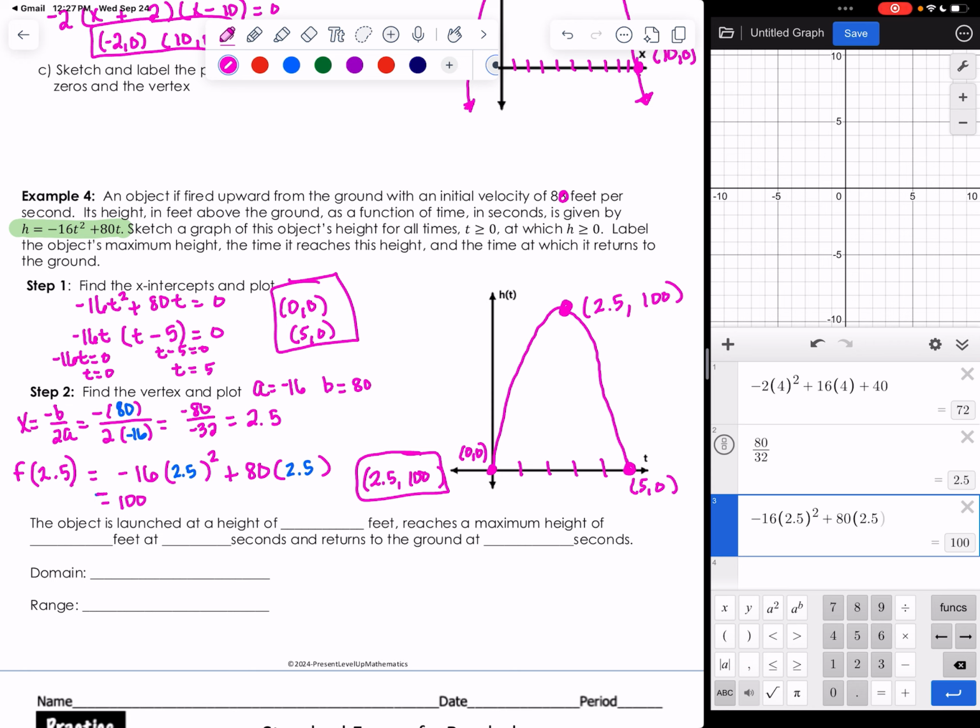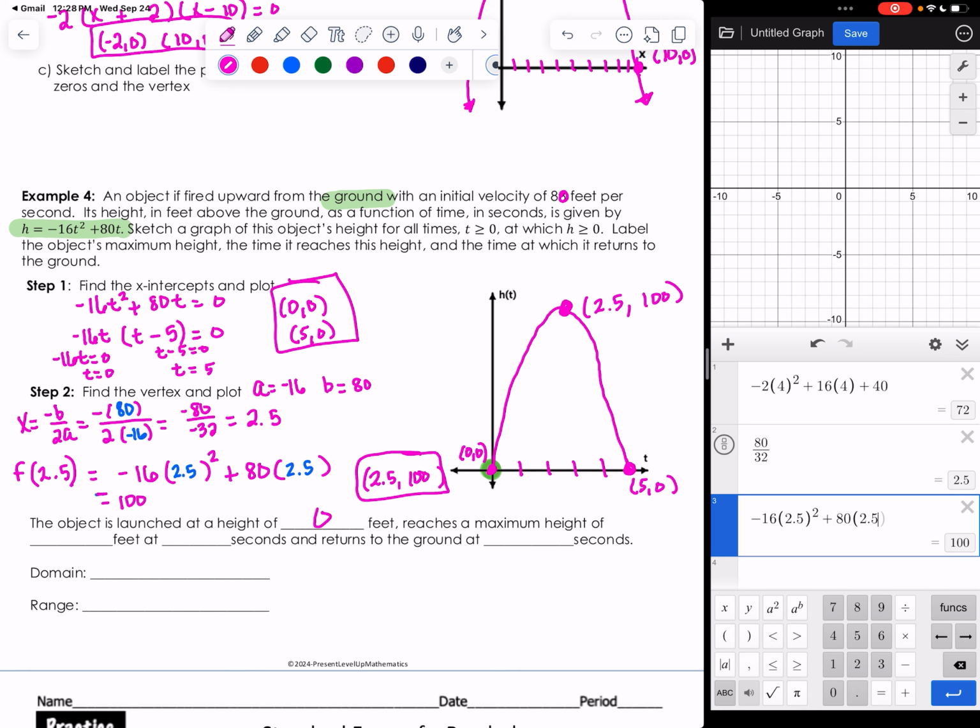The object was launched at a height of how many feet? So the object was launched right here at 0 seconds. And notice that when it was 0 seconds, we had a height also of 0 feet. Now that should make sense because I do believe the problem originally told us that the object was fired from the ground. So that would be 0 feet, all right?